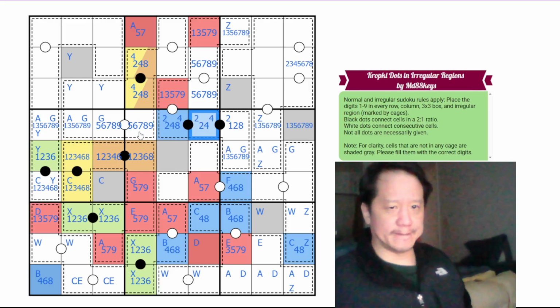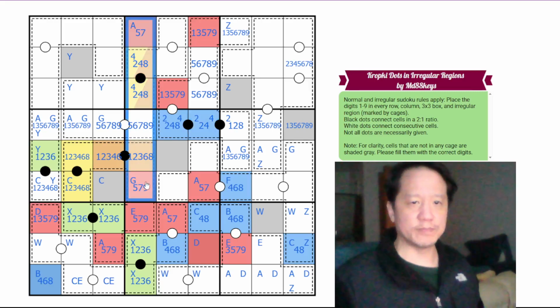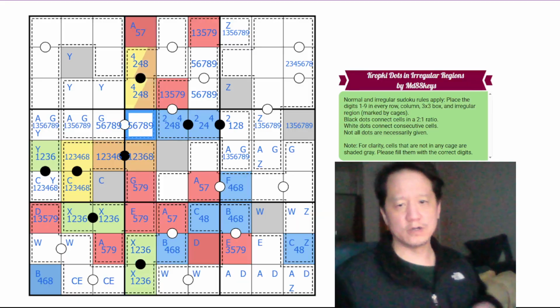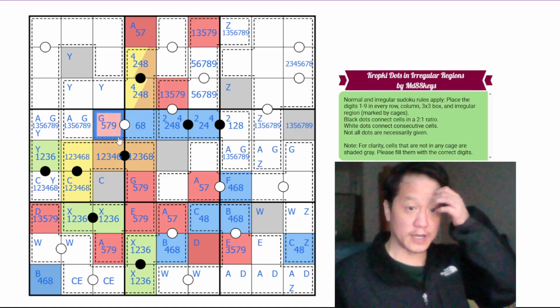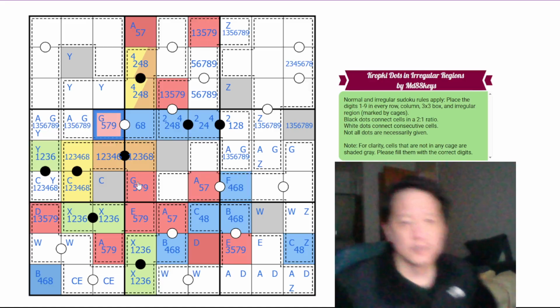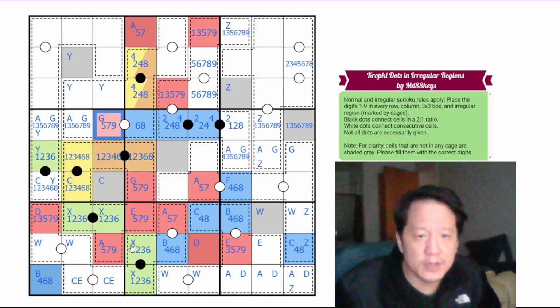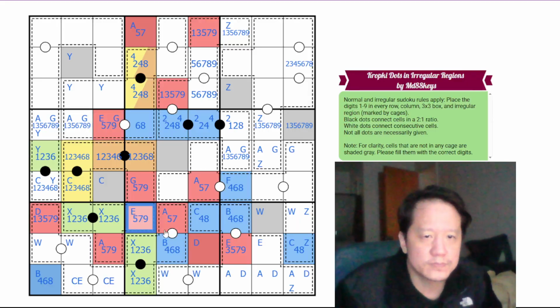Okay. Oh, we have a 579 triplet, which eliminates 579 in column 4. So this can't be 579. It's 6 or 8, which is even. So this must be odd. Cannot be 6 or 8. It's 5, 7, or 9. So it cannot be A. This is either E or G. We're not sure which. This is 6, 8.